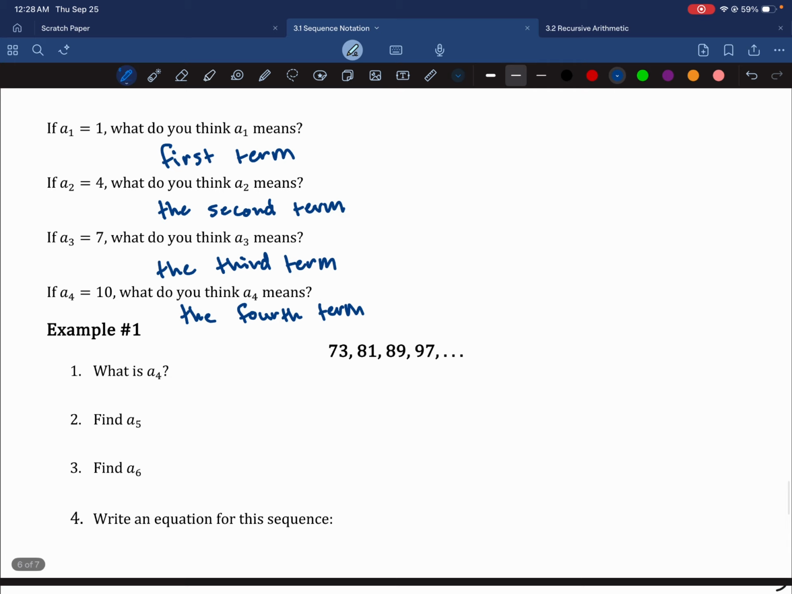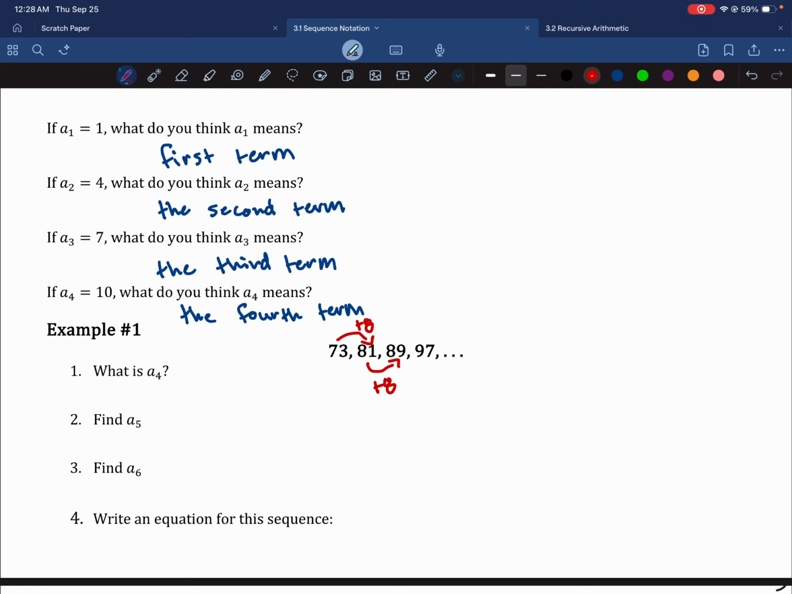Now let's look at another sequence. Okay, here's my sequence. 73, 81, 89, 97. I'm looking for a pattern. So what I'm going to do is say, okay, how did I go from 73 to 81? Well, I added 8. And let's just make sure that is the pattern. From 81 to 89 is also plus 8. And same thing from 89 to 97. So I'm pretty confident that my pattern is to add 8 here.